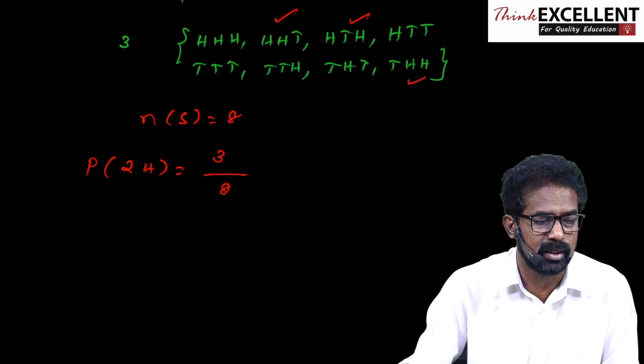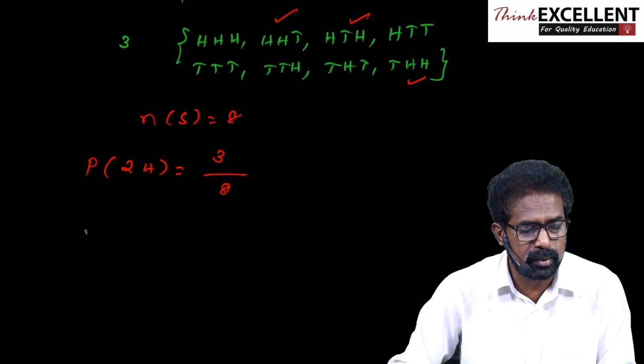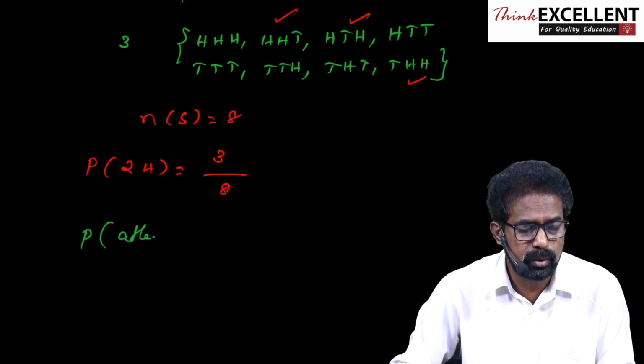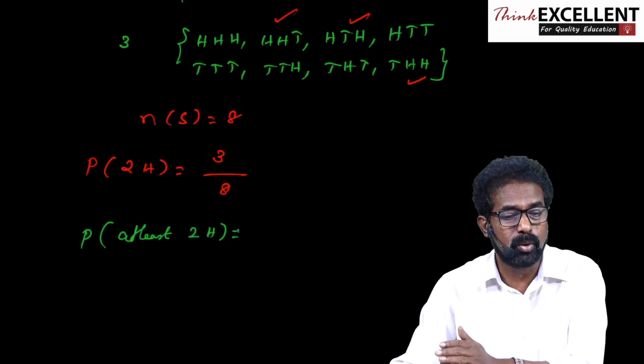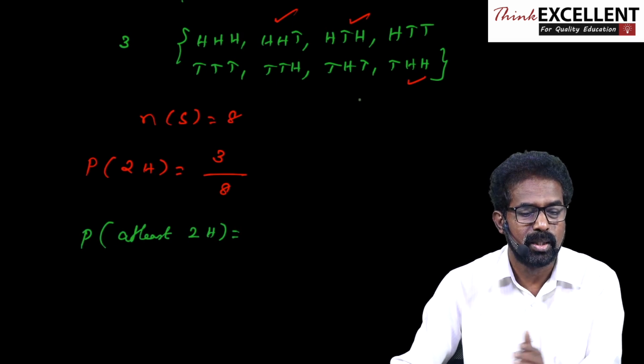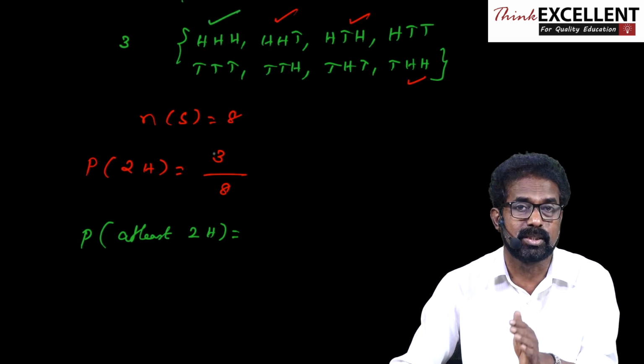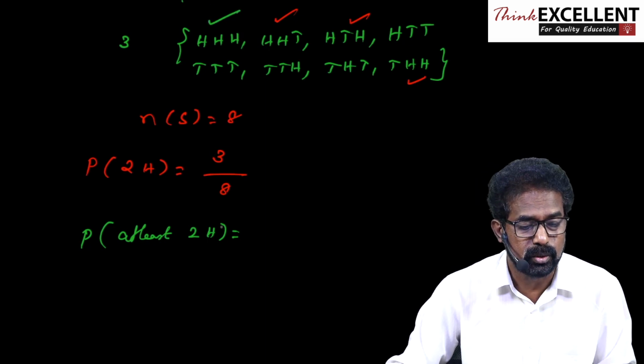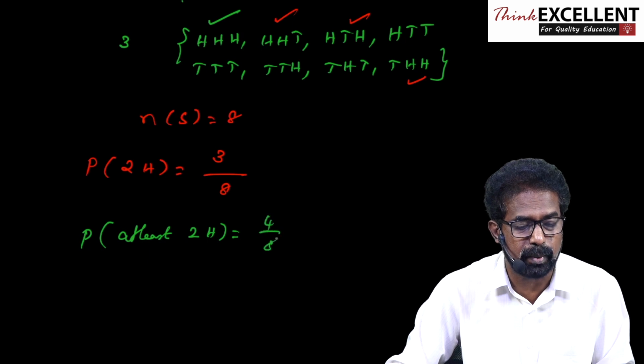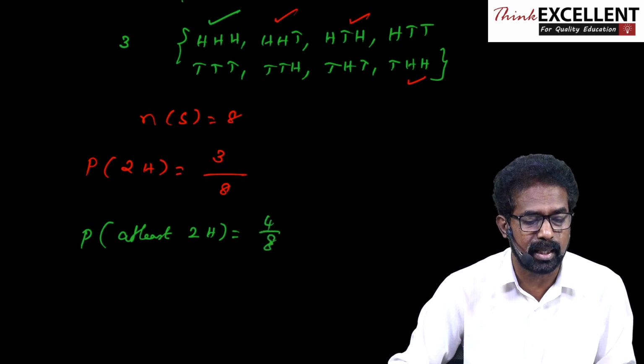Suppose the question is probability that at least 2 heads. At least 2 means what? 2 or more. Not only 2 heads, you should take more than 2 also. More than 2 means this also you should take, HHH. 2 heads or even 3 heads. So there are 4 cases. So your answer is 4 by 8.